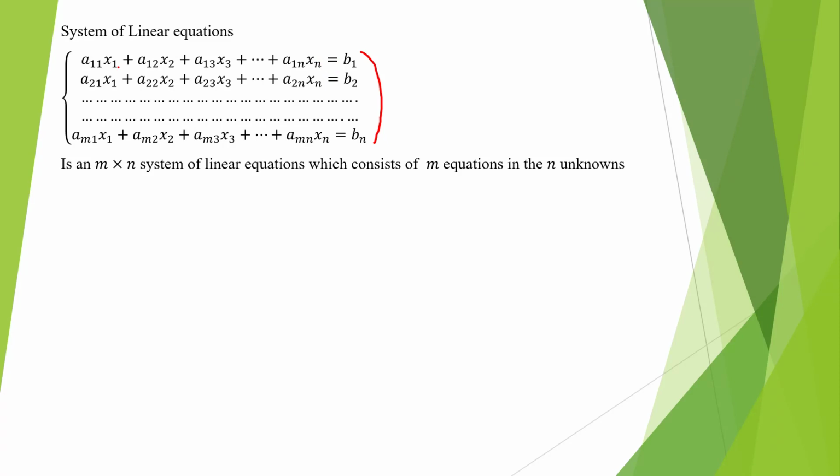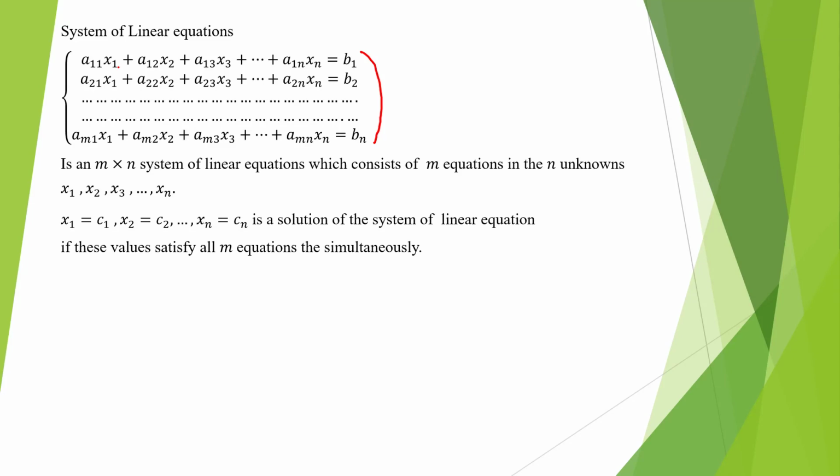A system of linear equations consists of m equations in n unknowns. Unknowns means n variables, x1, x2, x3 up to xn. If x1 equal to c1, x2 equal to c2, up to xn equal to cn satisfy all the equations, it is a solution of the system of linear equations.